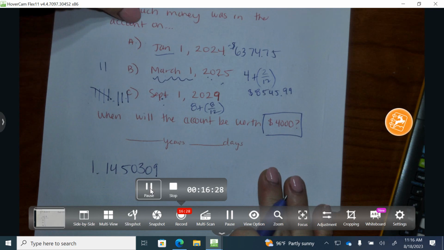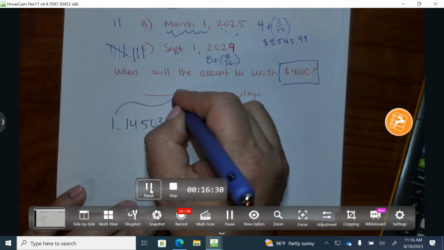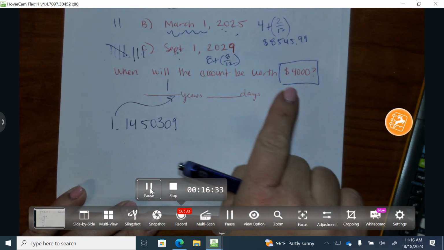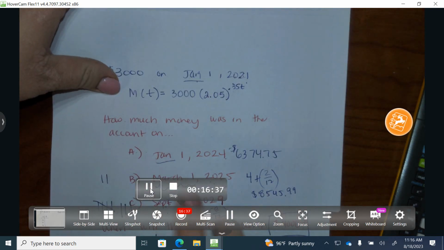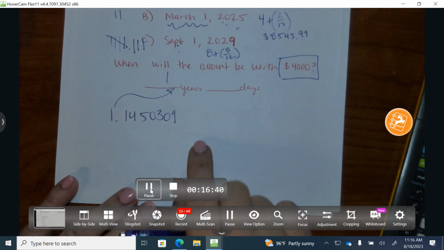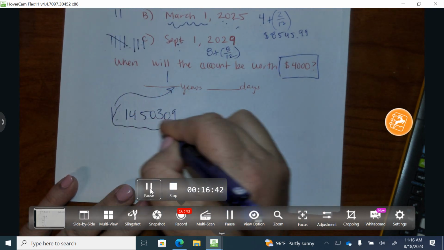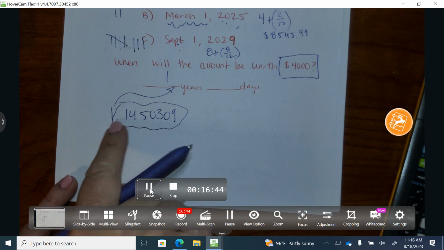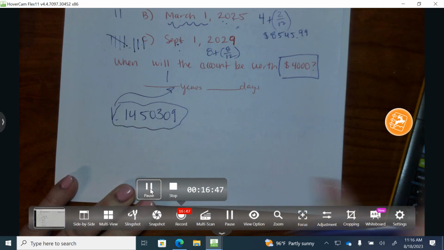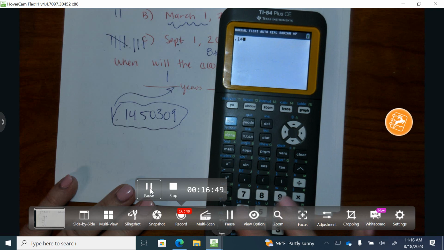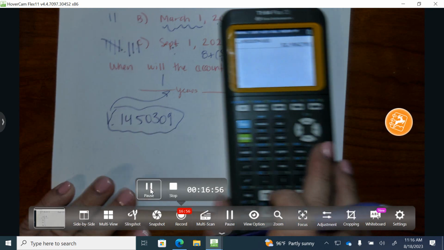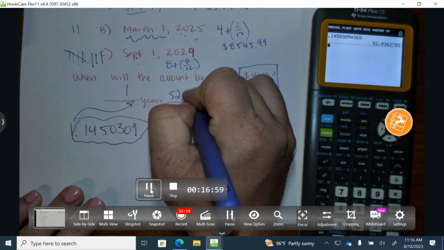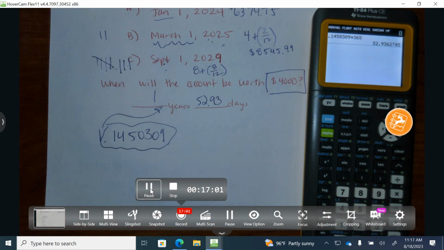Well, remember our T's or X's are in terms of years. So it takes 1 full year to go from $3,000 to $4,000 if this model accurately describes how the money is earning interest. And now I need to put this into days. So it's just a little bit more than 1 year. I'm going to take this decimal amount, and then I'm going to ask myself how many days are there in a year. There is 365, which gives us 52.93 approximately days.